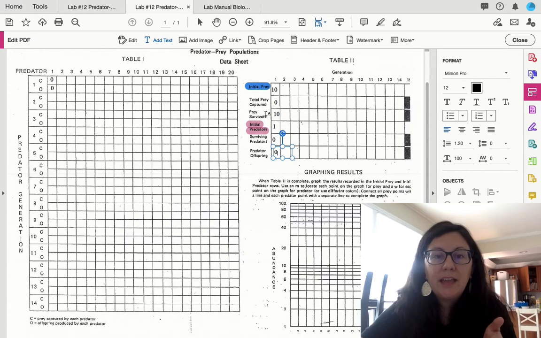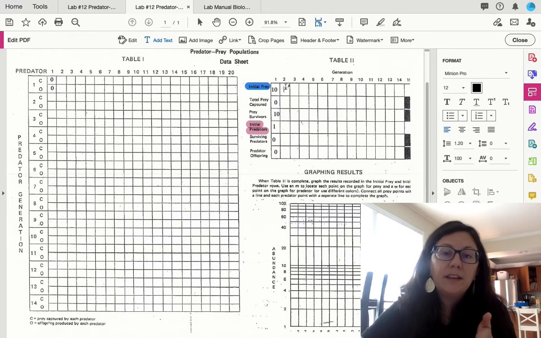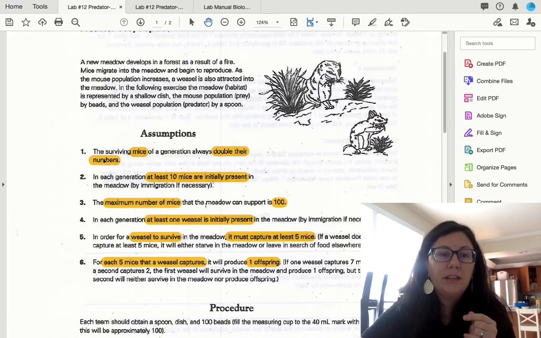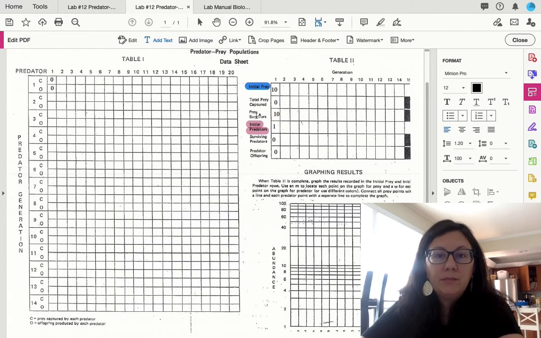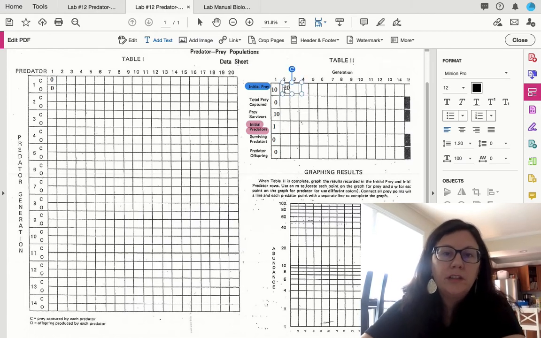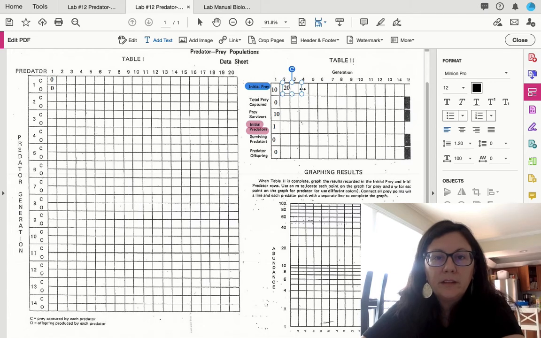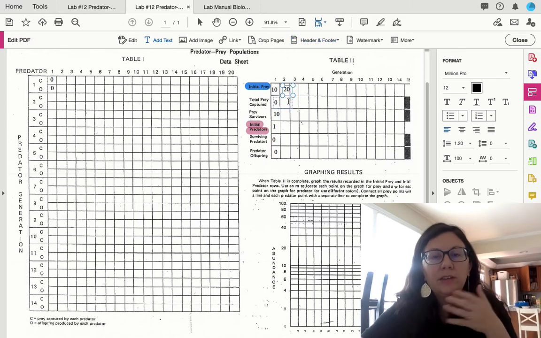Now, we had 10 surviving prey, which are the mice. Every generation, it doubles. That is going under the assumption here. The surviving mice of a generation always double their numbers. So here, you have 10 prey survivors, so that is going to double and be 20. I wish I could move this more easily, but let me see. Never mind. I'm just going to undo. Okay, so now we have 20 mice.